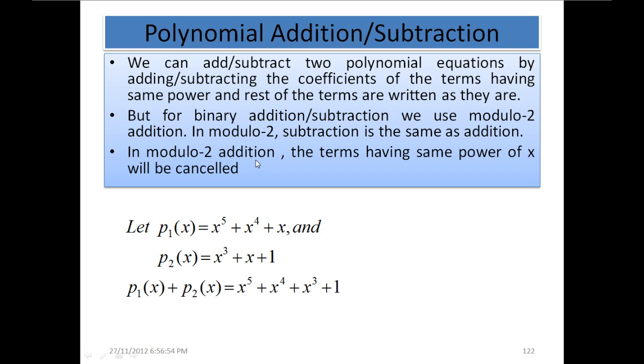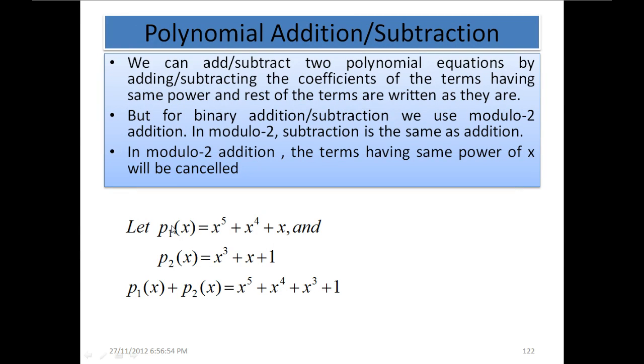Now polynomial addition and subtraction. We can add or subtract two polynomial equations by adding or subtracting the coefficients of the terms having the same power, and the rest of the terms are written as they are. But for binary addition and subtraction, we use modulo 2 addition. In modulo 2 addition, subtraction is the same as addition. In modulo 2 addition, the terms having the same power of x will be cancelled.